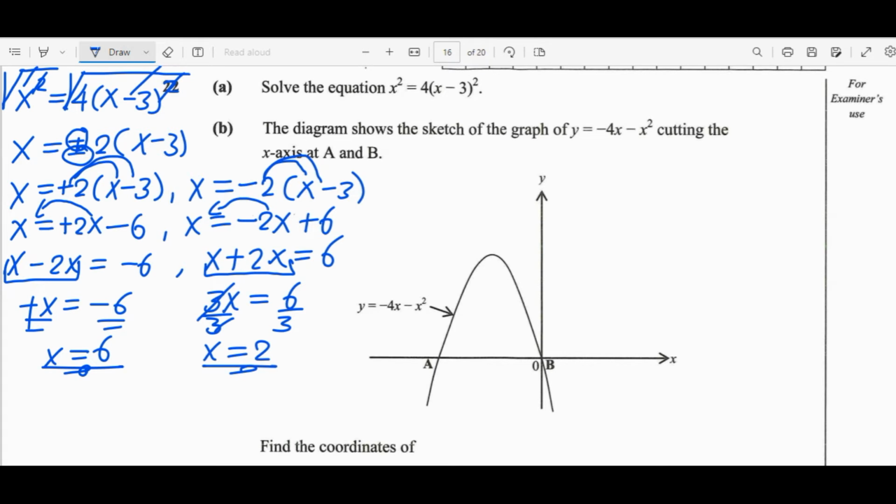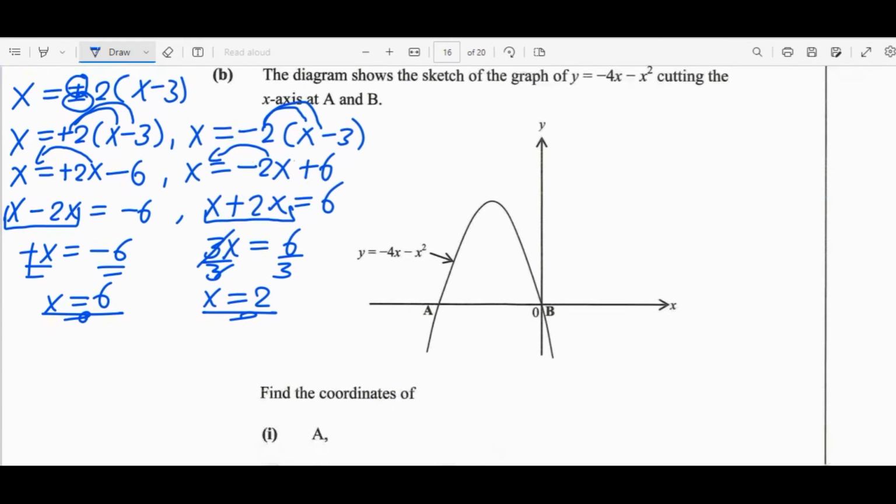The diagram shows the sketch of the graph of y is equal to negative 4x minus x squared, cutting the x-axis at A and B. So the first question is: find the coordinates of A.